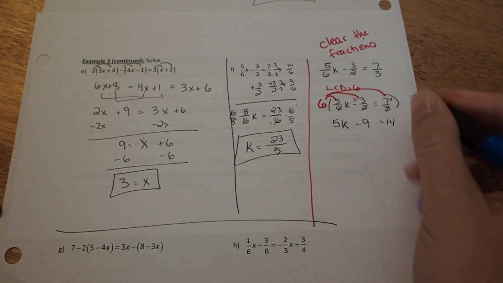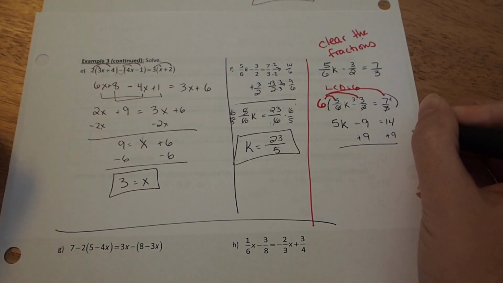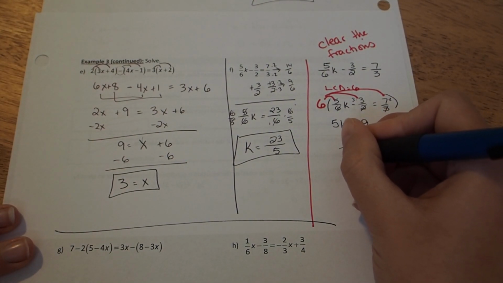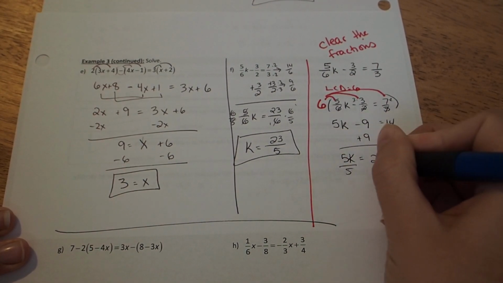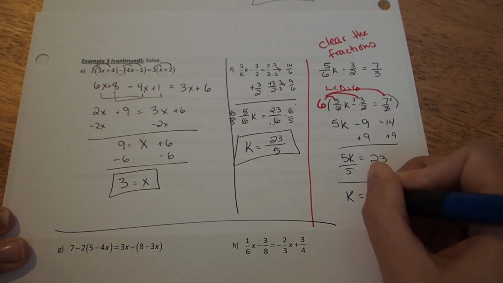Okay. Then you can solve the equation without fractions, so you're going to add your 9 to both sides. So you've got 9 plus 14 is 23. So 5k equals 23. And then you can divide both sides by 5 to get the k by itself. And you'll see that you do get, again, 23/5.